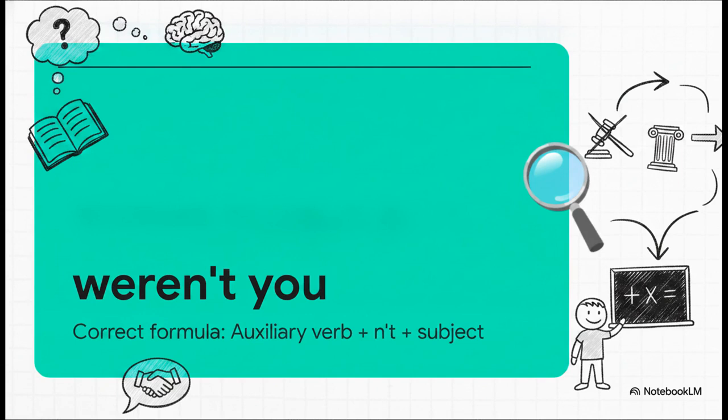Congratulations to everyone who spotted that, because this is a casual, spoken conversation between a teacher and student, or maybe two classmates. We definitely want the contracted form, auxiliary plus n't plus subject. If you chose A, were you not, remember, that would turn your classroom into a very serious courtroom.